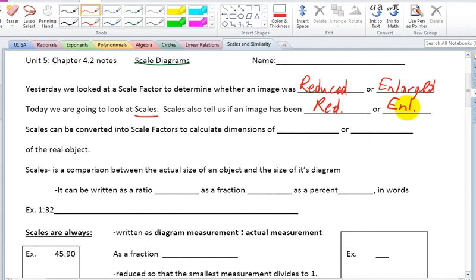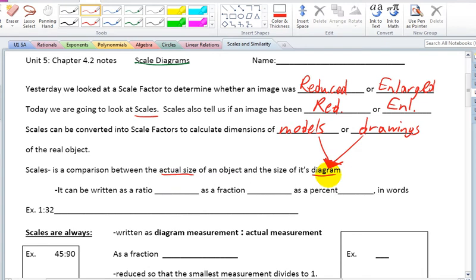Scales can be converted into scale factors to calculate dimensions of models or drawings of actual objects. So we refer to models and drawings using just one word, diagram. So the diagram is going to encompass both of those when we're using that. So scale is just a comparison between the actual size and the diagram.